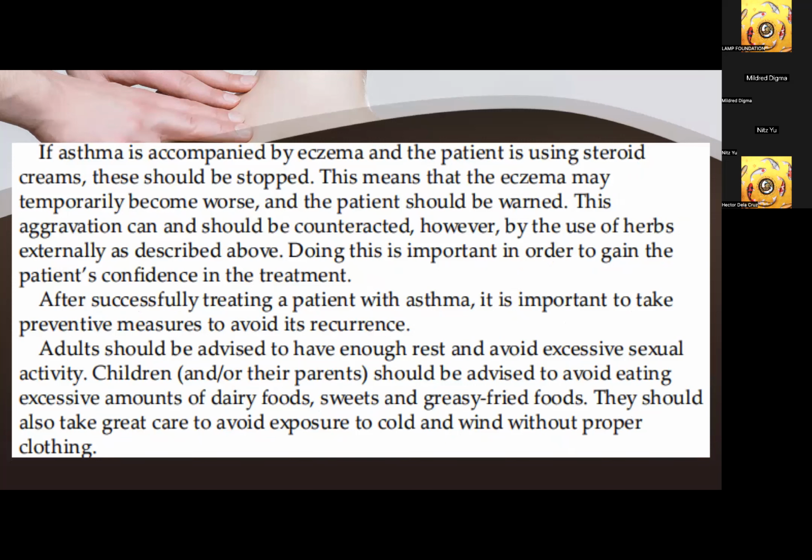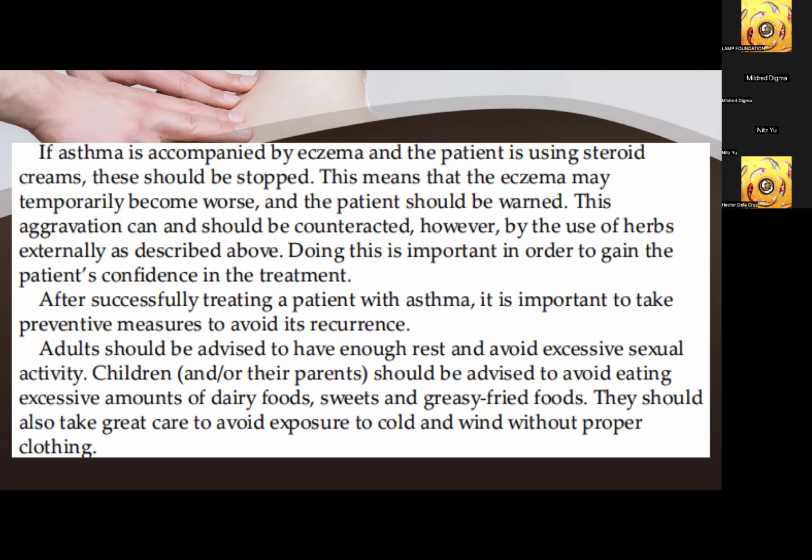If asthma is accompanied by eczema and the patient is using steroid creams, mga pampahid, this should be stopped. Kailangan stop na kagad. This means that the eczema may temporarily become worse and the patient should be warned. Okay? This aggravation can and should be counteracted, however, by the use of herbs externally as described above. Doing this is important in order to gain the patient's confidence in the treatment. Okay? Kailangan maganda yung advice sa patient.